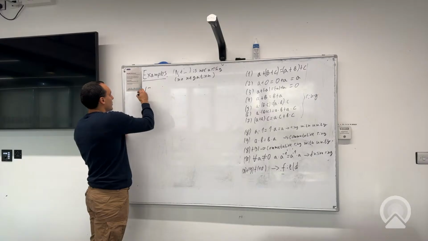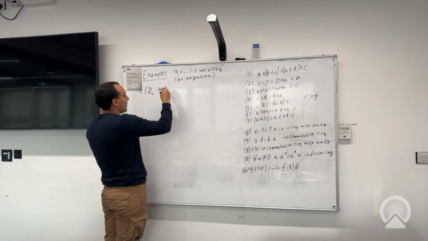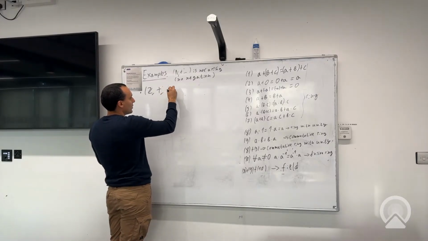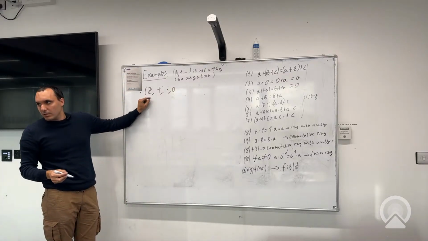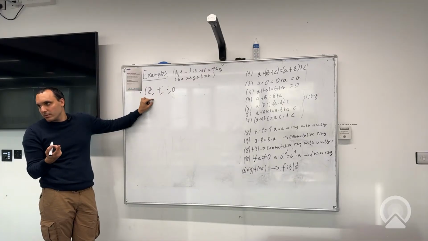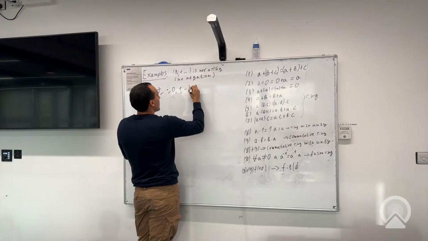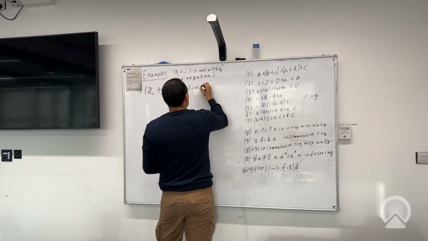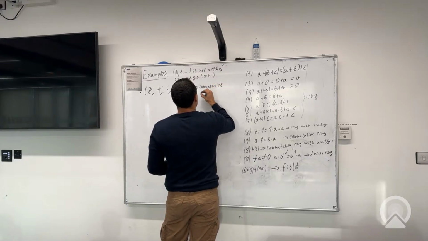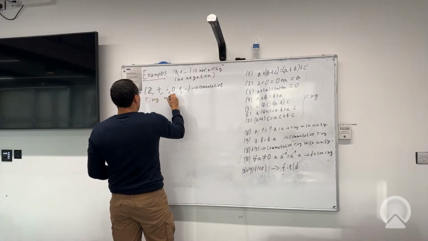So we start with Z, integers with addition and multiplication. Do the integers have unity? One. So this is a commutative ring with unity.